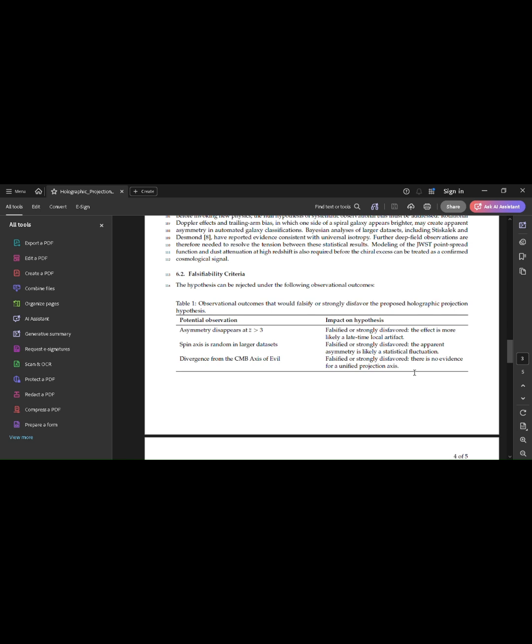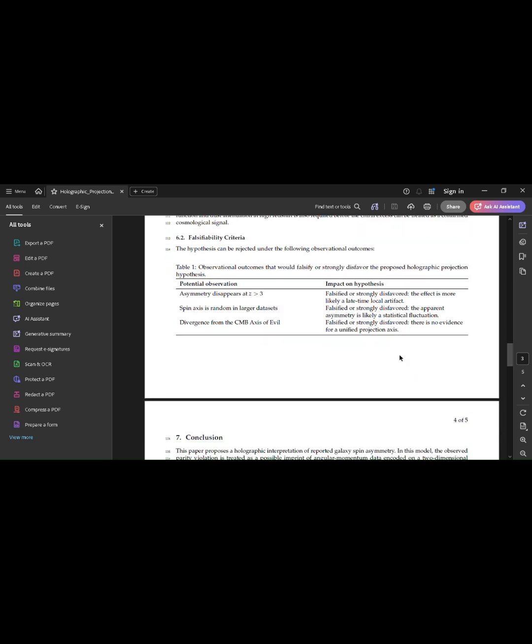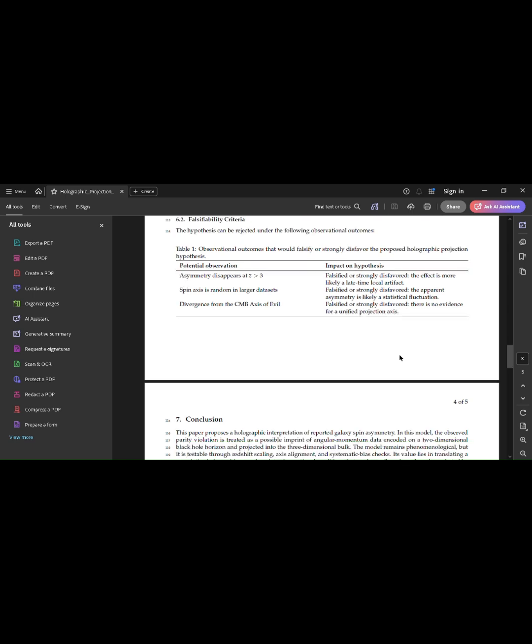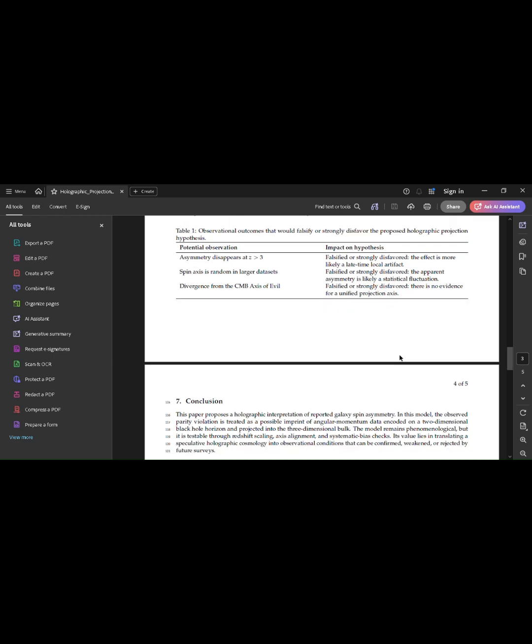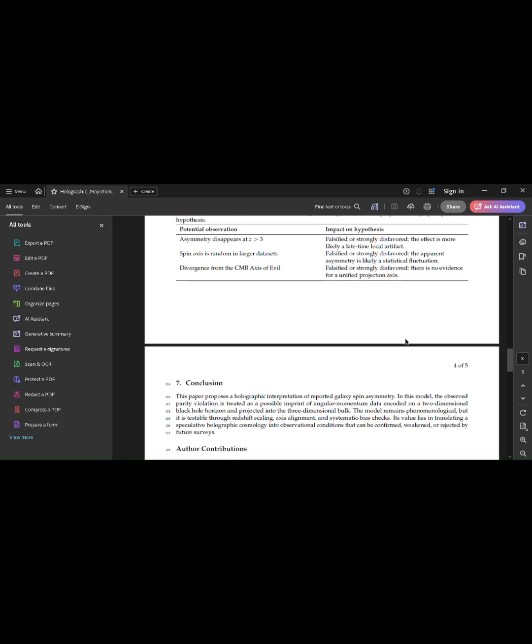Furthermore, even if the galactic spin anomaly is completely verified, this holographic hypothesis must compete with local physical explanations, such as primordial magnetic fields or large-scale astrophysical bulk flows. For this toy model to transition from a theoretical hypothesis to an accepted physical framework, it will need to generate highly specific, falsifiable predictions regarding how this spin bias scales with redshift, which future Euclid and JWST surveys can test.